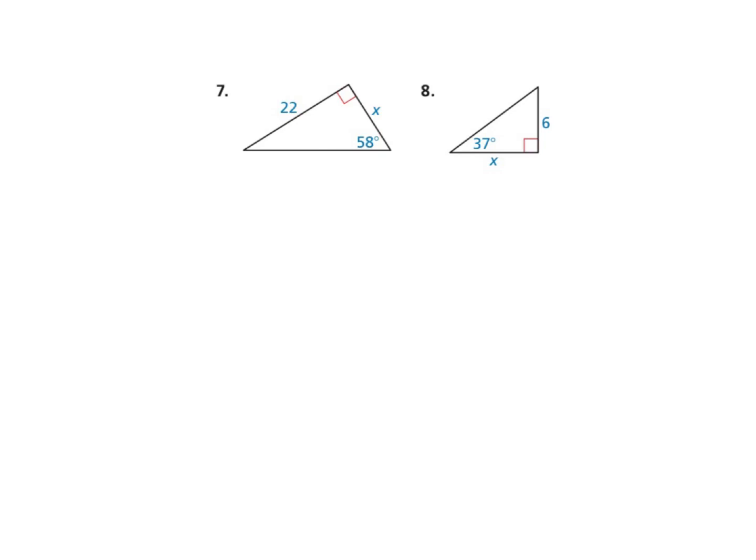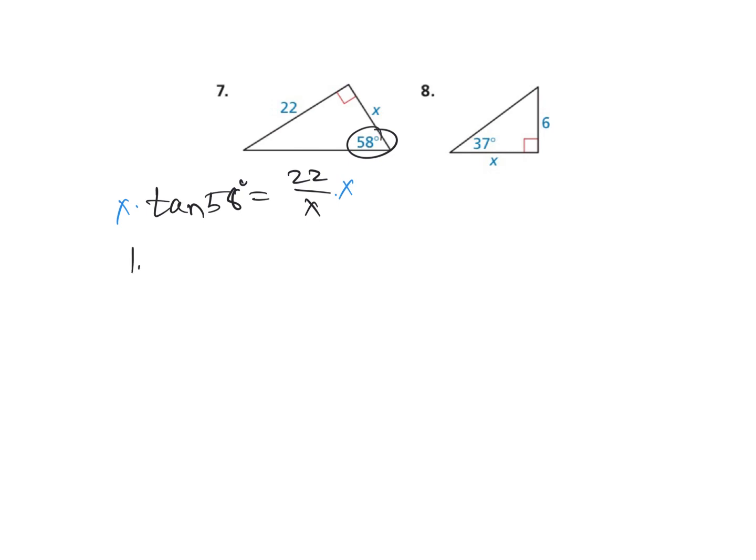All right, number 7, same thing. This is where we're starting from. So the tangent of 58 is equal to the opposite leg over the adjacent leg. Again, you have your variable in your denominator, so you need to multiply it to get it out. And then tangent of 58 on your calculator.